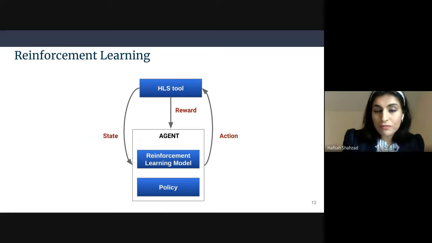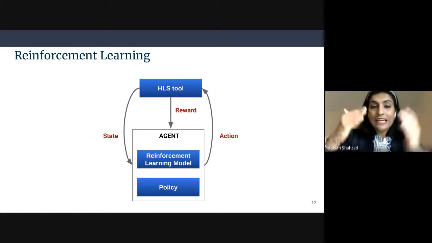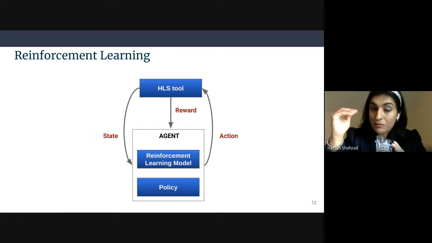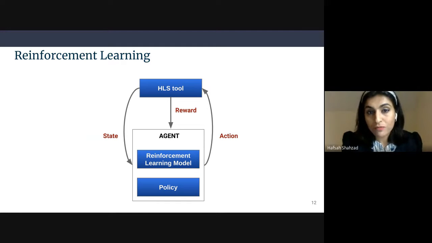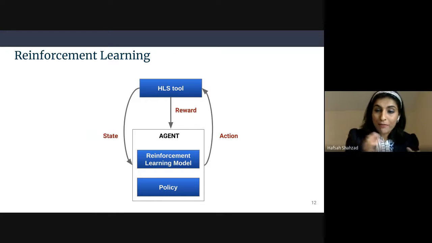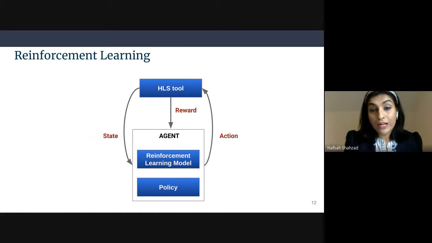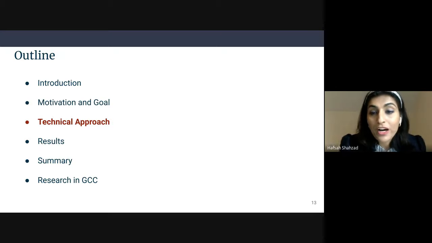And what is reinforcement learning? It is this interplay between the agent and the environment. In this case, the HLS tool or the HLS compiler is the environment. Our agent is the brain of the system, which suggests what action should be performed in order to achieve the maximum performance. And the overall goal is to maximize the reward that we can get from our compiler. So whichever application or code we are feeding, we should be able to achieve the optimum performance out of that code, and that is how we quantify or evaluate that performance, by means of the reward metric. If you move ahead, please. So, our technical approach.